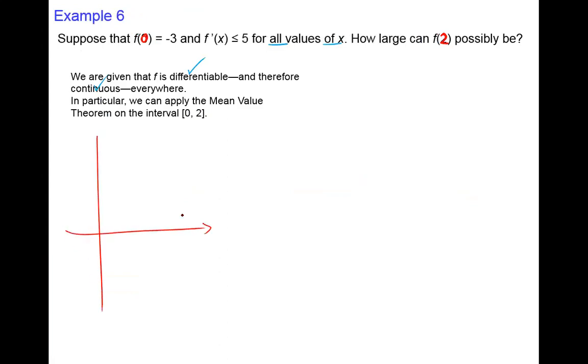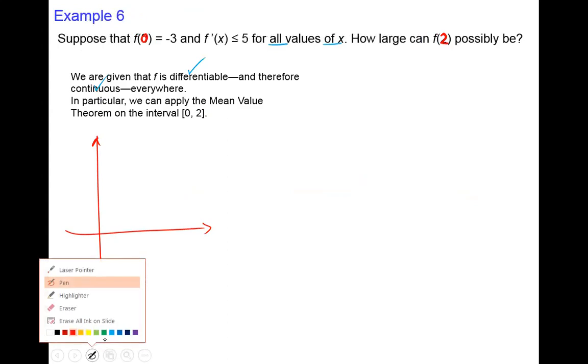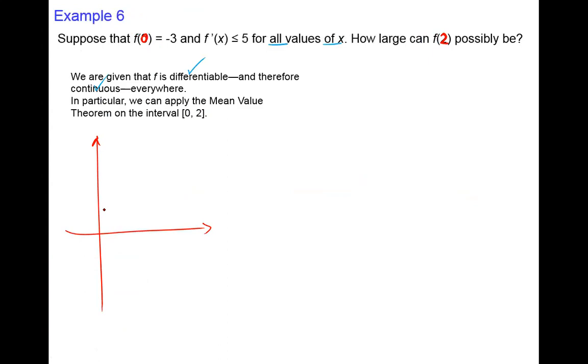We can, of course, put the equation in, but let's try to plot this. f of 0 is negative 3. That means this is 0, 1, 2. The value at 2, actually, we don't know. It could be one of my dots. Maybe the value is 1, maybe 2, maybe negative 1, maybe negative 10. I don't know. They have to find me the largest possible.